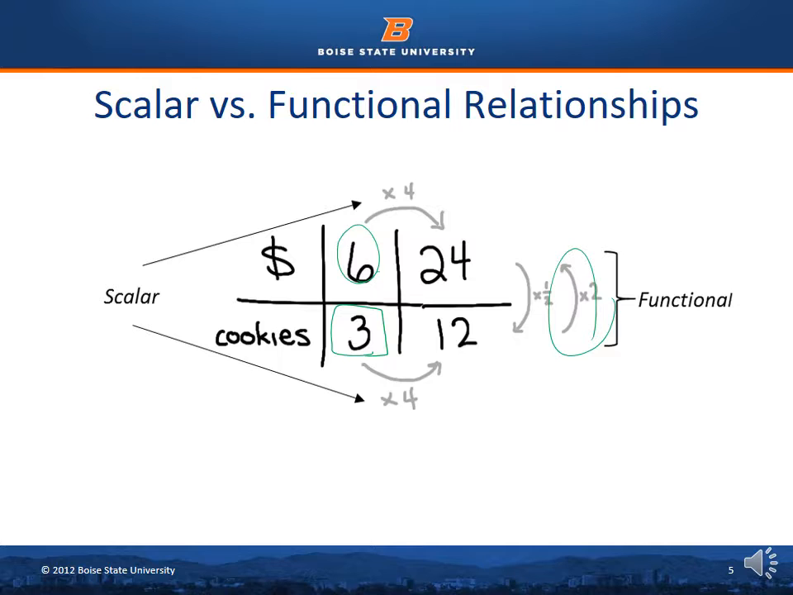However, if we instead treat the cost as the base value, then the multiplicative comparison changes, and the quantity of cookies is always half the cost.